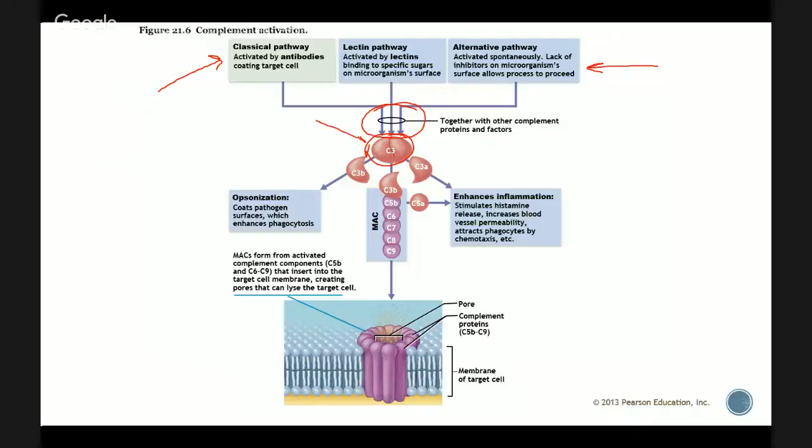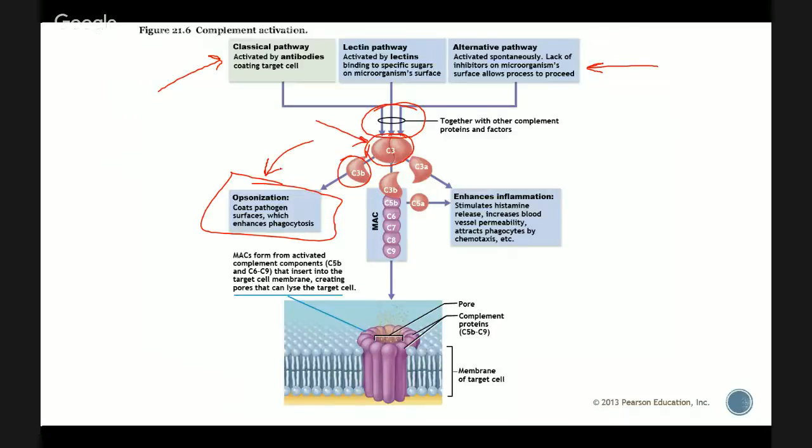So we have the complement 3, for example. And complement 3, what it's going to do is it's going to fragment. It's going to break into two different segments. And what you're going to see is that the B segment is going to coat the pathogen surface. Remember we talked about this? Phagocytosis. The first thing is the phagocyte comes up and then it coats the outside of the pathogen so it can engulf it, right? So the complement protein is going to help with that.